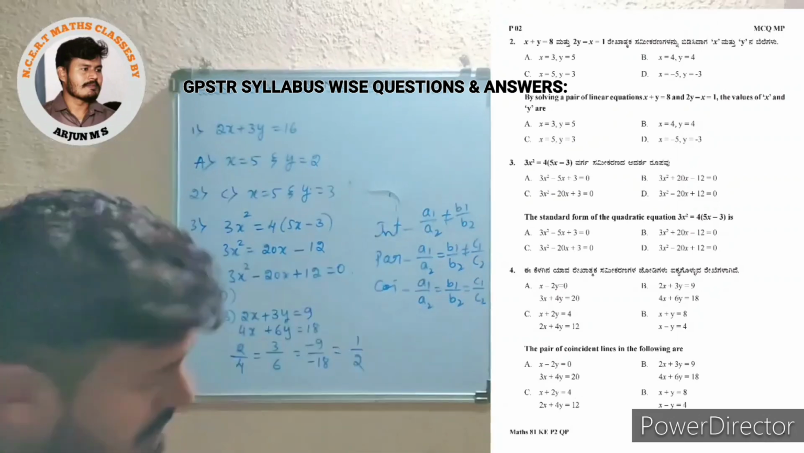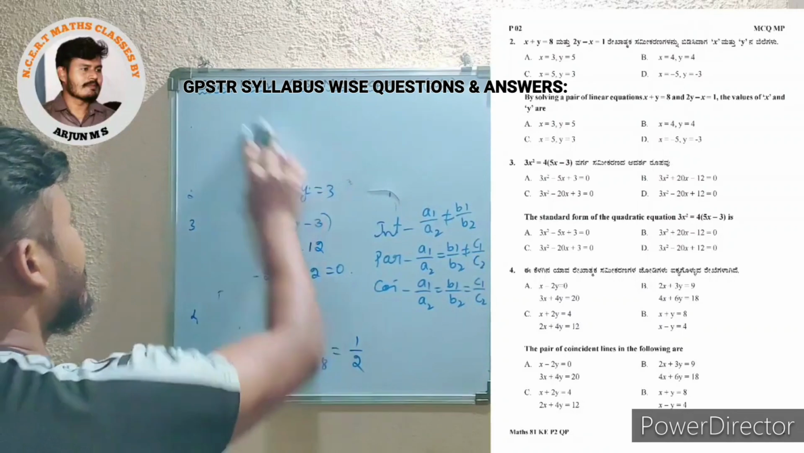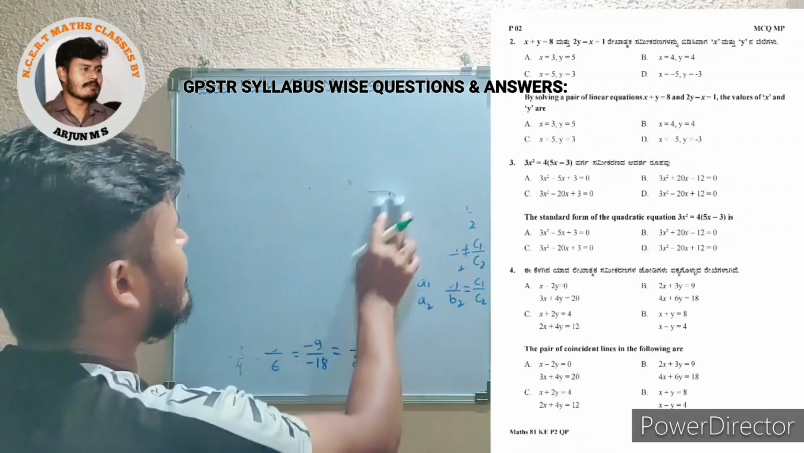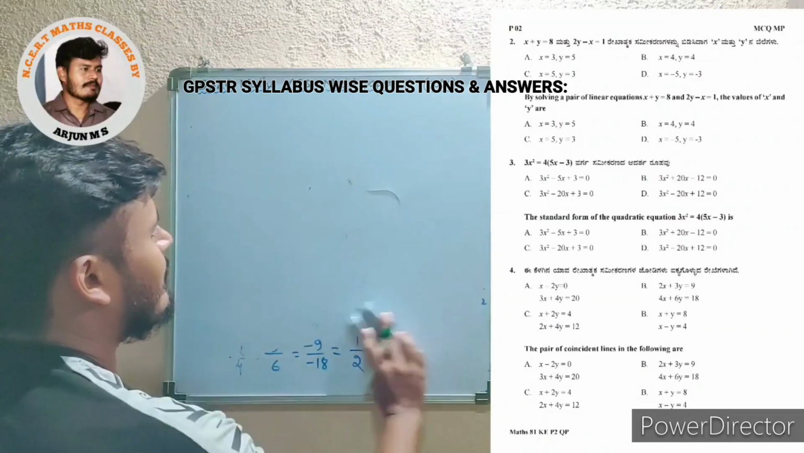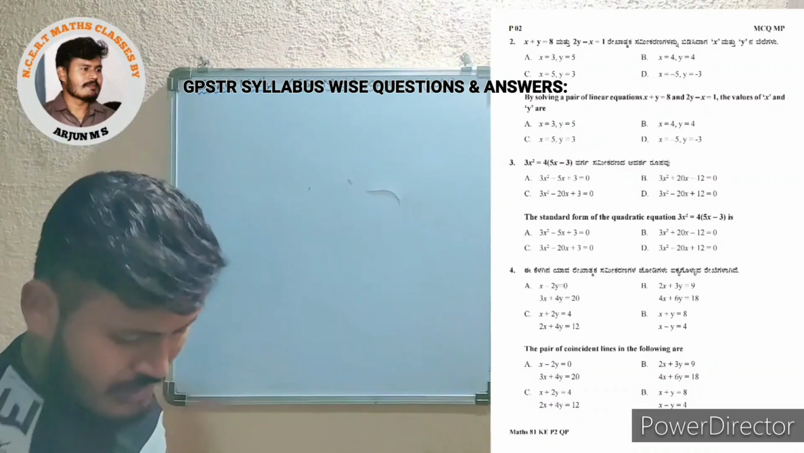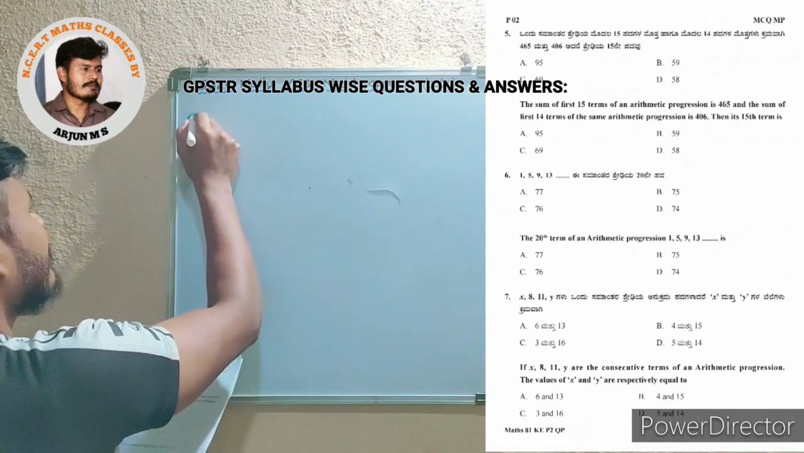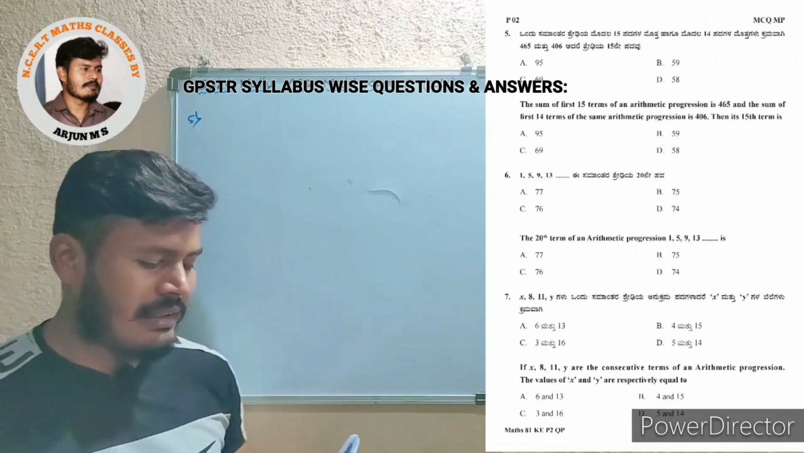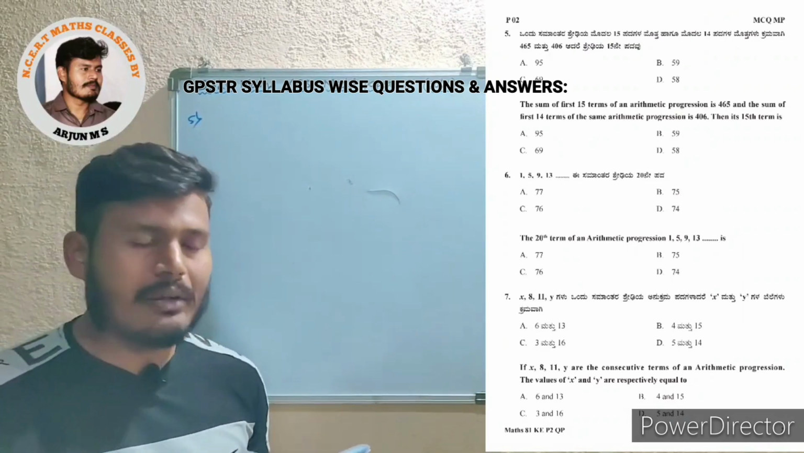So now we're moving on to the fifth question. I think this question paper is a little bit easy when compared to the previous model question paper. In the fifth question, they have given an AP question.